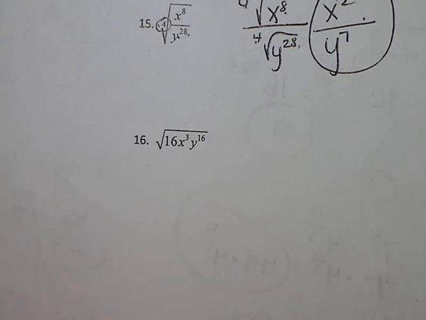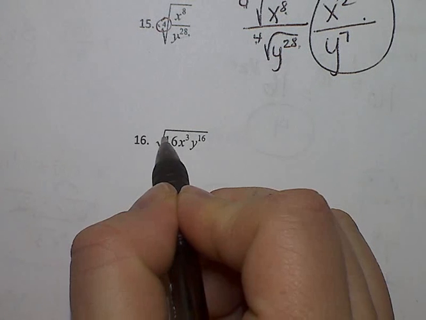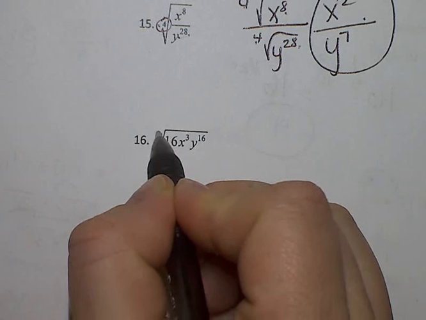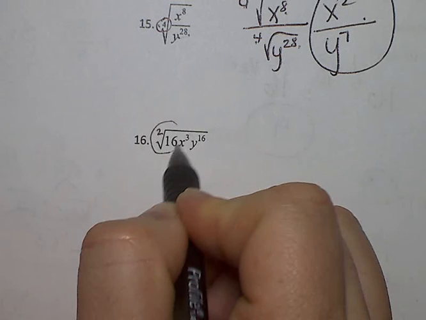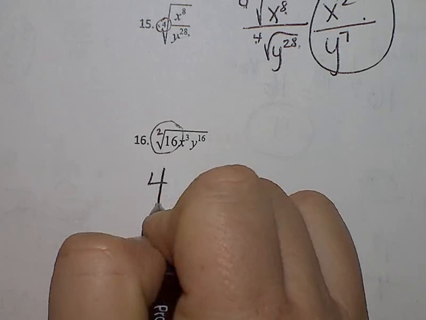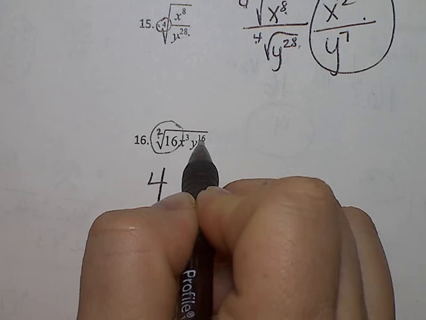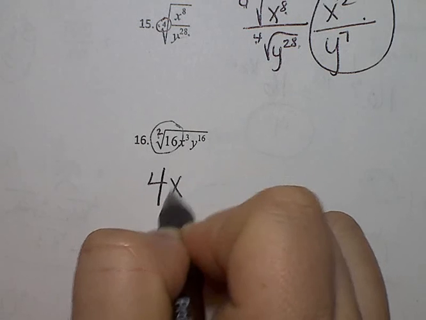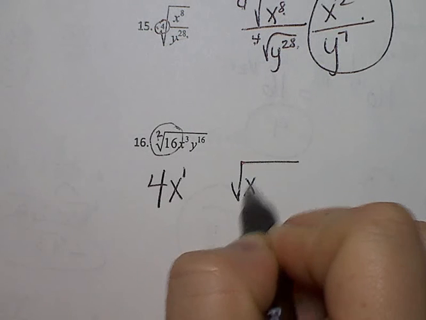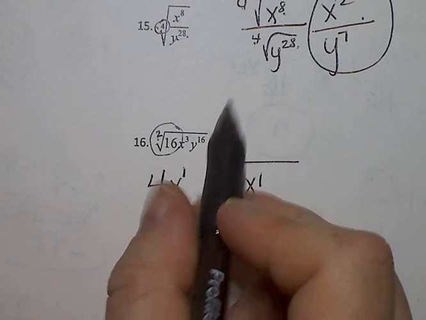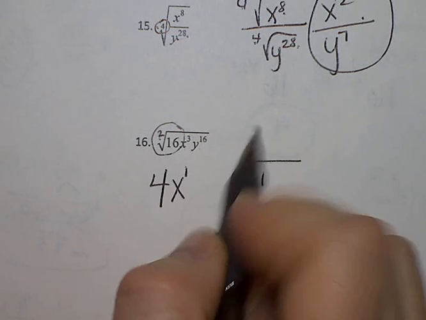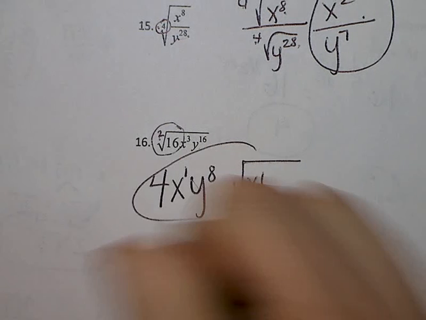Very last problem. What number is hiding right here? A 2. So what is the square root of 16? 4. How many groups of 2 can you take out of 3? 1 group with a remainder of 1. How many groups of 2 can you take out of 16? 8. Problem is done.